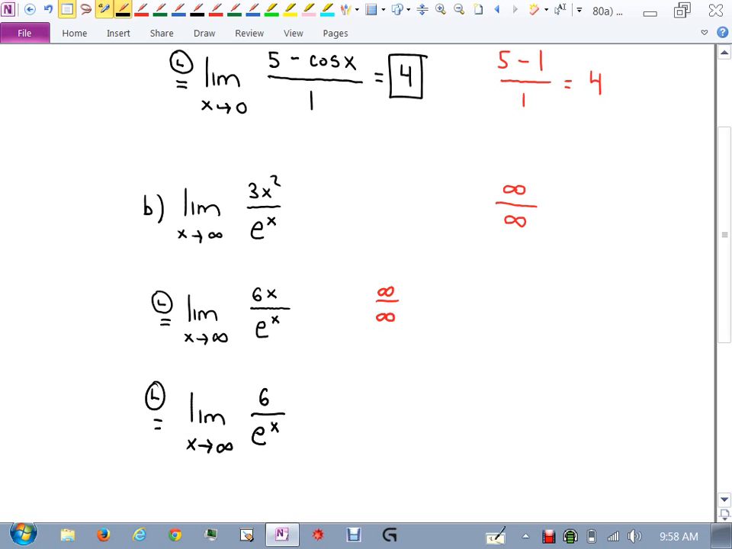All right, so now what's happening? That's going to 6 over infinity, right? 6 over infinity goes to 0. So now you are not allowed to apply L'Hopital again. That would be a mistake. So we are done. We can actually say that this goes to a fixed number over infinity, which goes to 0. So the answer here is 0.